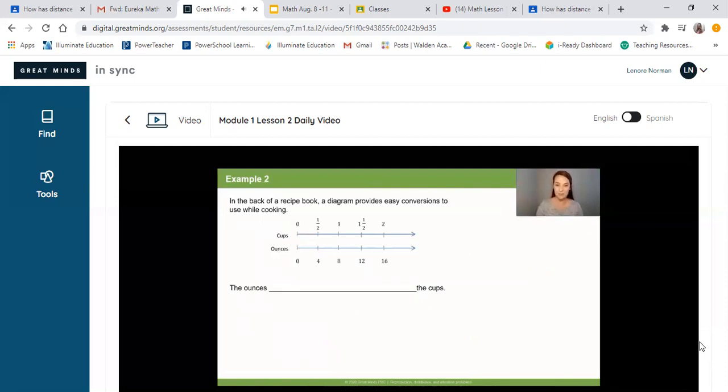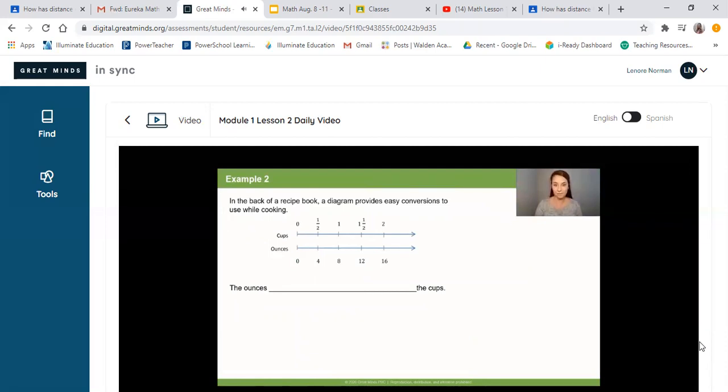Let's move to example 2. In the back of a recipe book, a diagram provides easy conversions to use while cooking. This diagram is telling us the number of ounces in a given number of cups. Let's think. Is the number of ounces proportional to the number of cups?